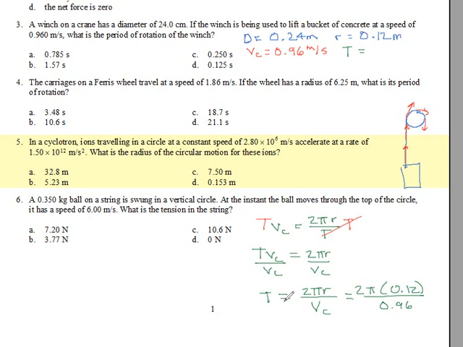2 times pi times 0.12 divided by 0.96, 0.785398, and it's a period, so it's an amount of time. It's measured in seconds. And finally, this had 3 sig digs, this had 3 sig digs, so I know I rounded the radius here, I only gave it as 2 significant digits, but really it should have 3, that's my bad. So our finished answer should have 3 significant digits, and it should be 0.785.